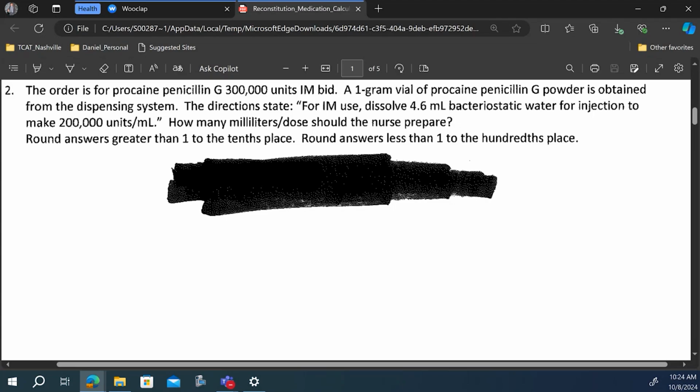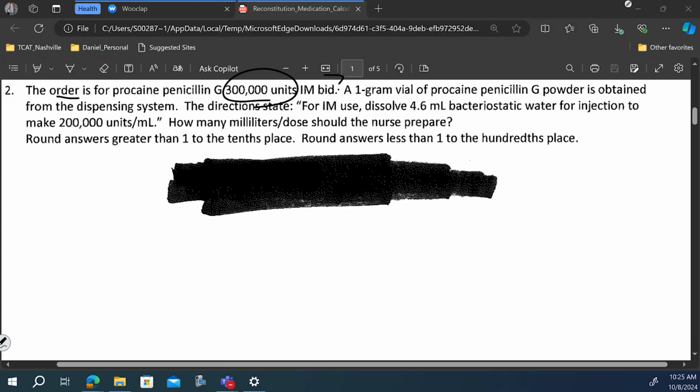It's about pulling out the right information. Okay, let's look at what we do know, right? The order is for procaine penicillin G, whatever, doesn't matter. Order for something, 300,000 units, IM, BID. So right now we know the order is 300,000 units of something. It's IM, BID, which means it goes in the muscle twice a day. Again, we don't know if this is relevant, so question mark. Move on. There's a 1 gram vial of procaine penicillin G, obtained from the dispensing system.